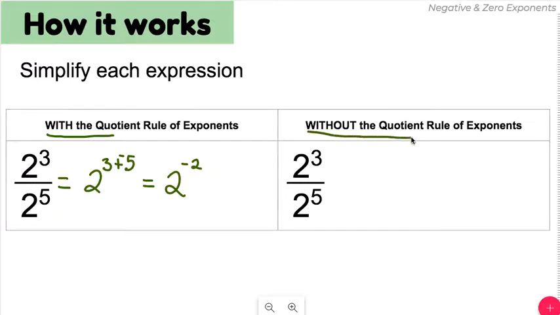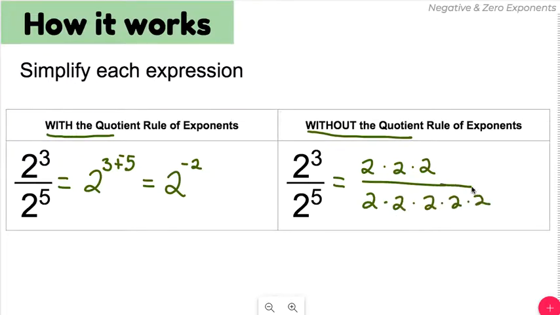Now let's simplify without the rule, which means I'm going to expand to a repeated multiplication problem. So let's cancel, cancel, cancel. And I'm going to rewrite this with a power in the bottom. I'm not going to multiply and get 4. I'm going to write 2 to the 2nd power.